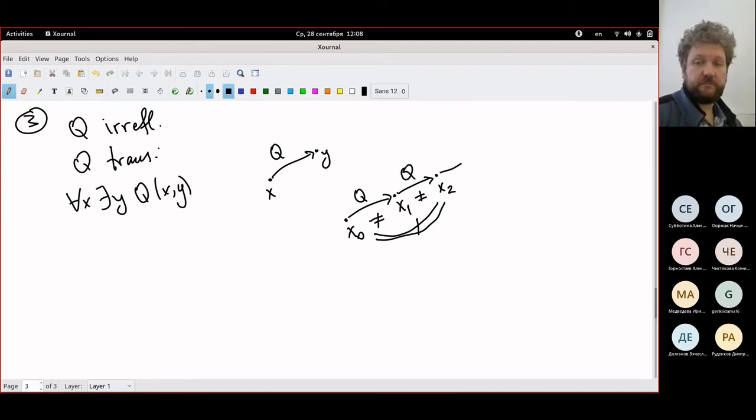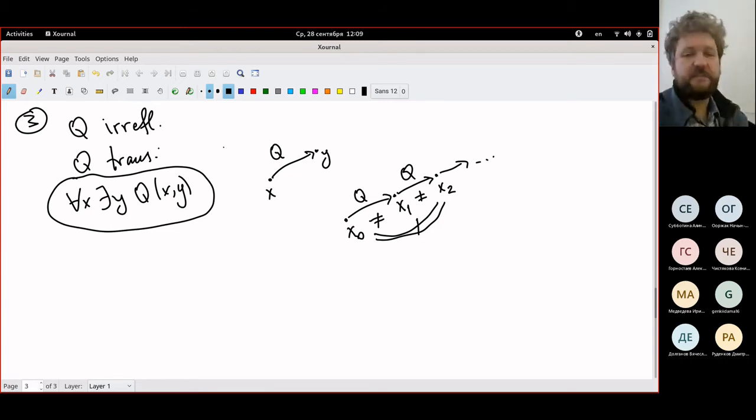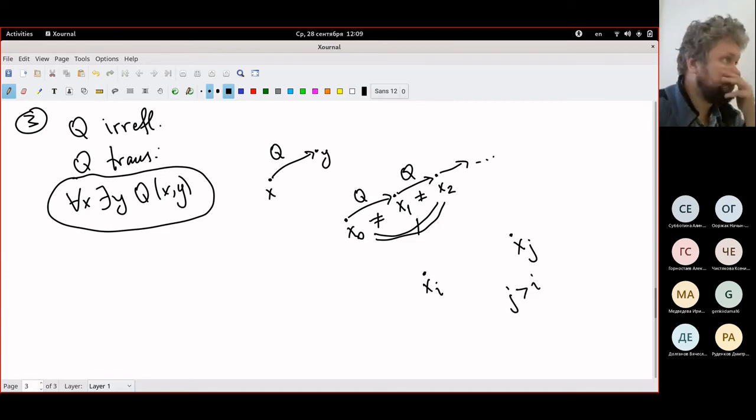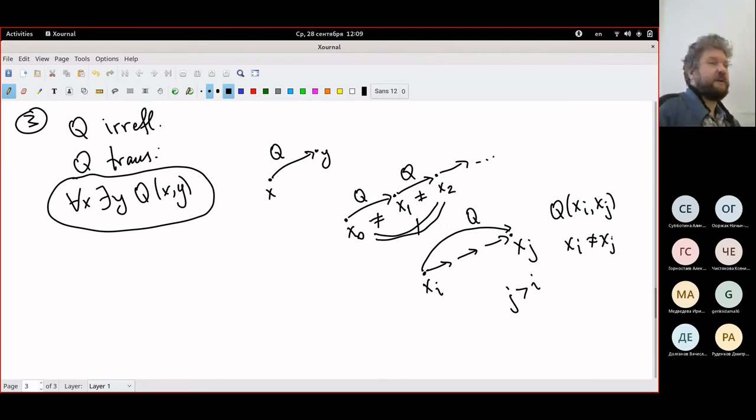And so on. This gives an infinite chain of elements generated by this principle. So this says that there is an infinite chain, and these properties guarantee that the chain does not collapse, so they're all different. Let's make it like this: you have xi, you have xj, where j is strictly greater than i. This means that there is a chain of Q's, so due to transitivity there is Q of xi, xj. And this means that xi is not the same as xj, because otherwise we violate irreflexivity.